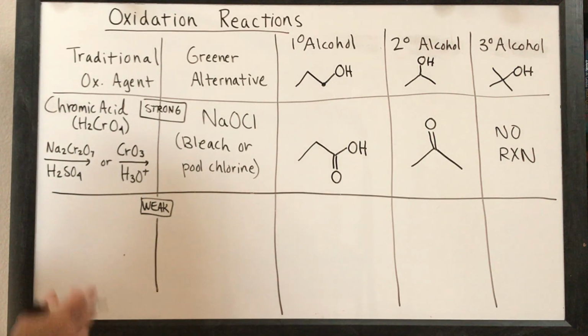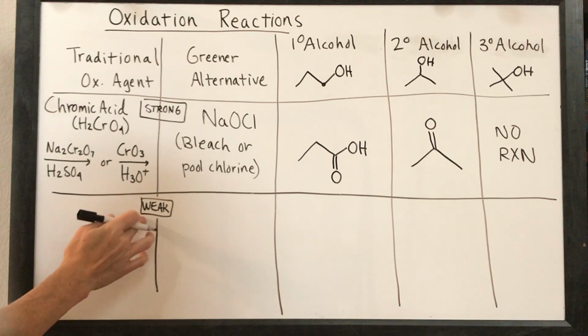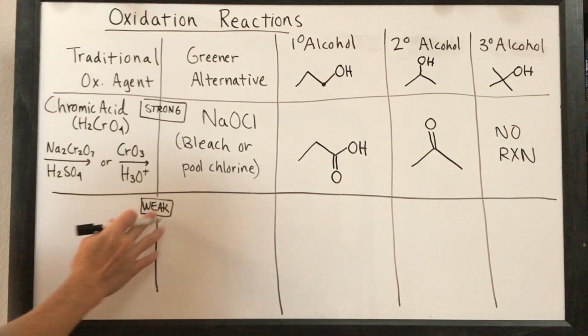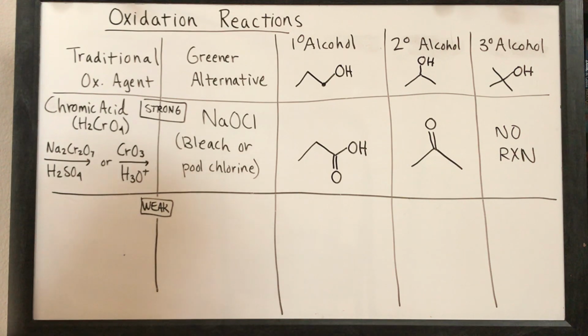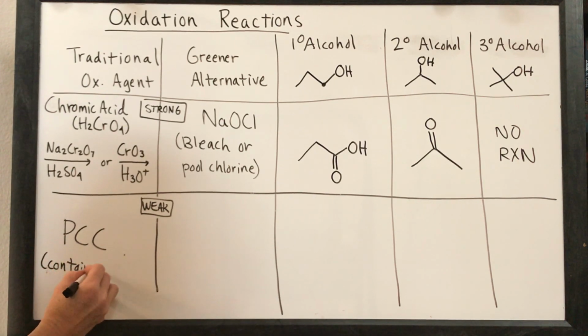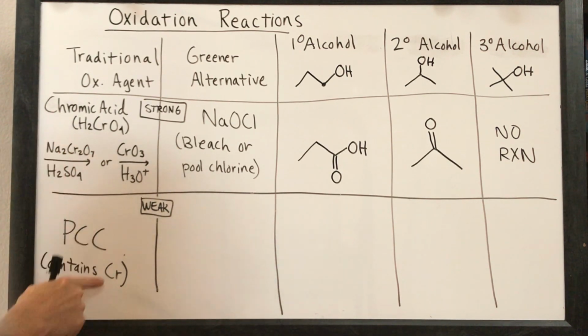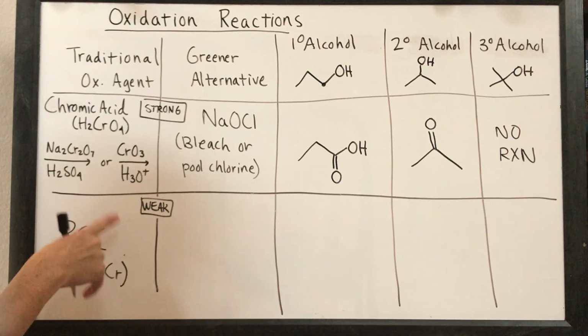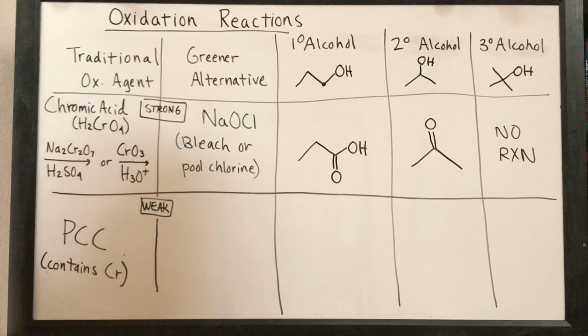Now, in the case of weaker oxidizing agents, you can sometimes stop the reaction from going as far as we showed there. So a weaker oxidizing agent would be something like PCC. This one contains chromium, and I'm not going to write the whole formula up here. I just want you to be aware that it is not a nice, safe oxidizing agent. It also contains chromium, just like our chromic acid. It's just a different form of chromium, so it ends up being a weaker oxidizing agent.